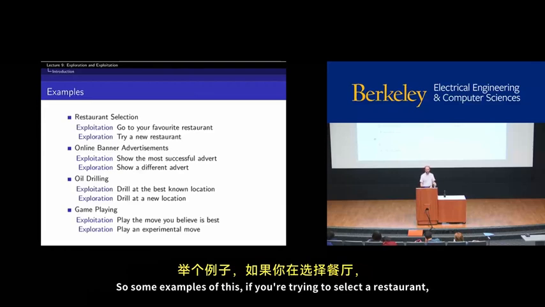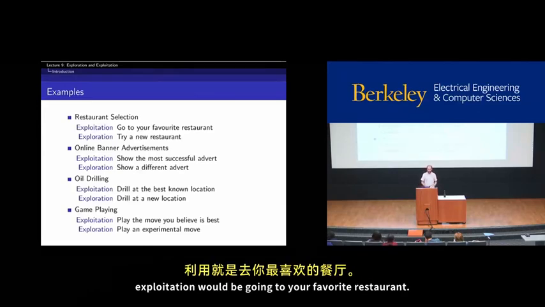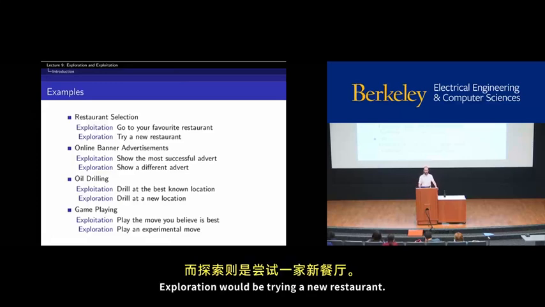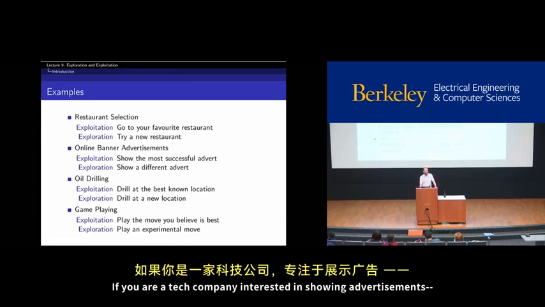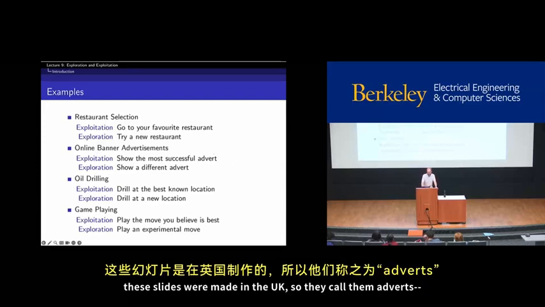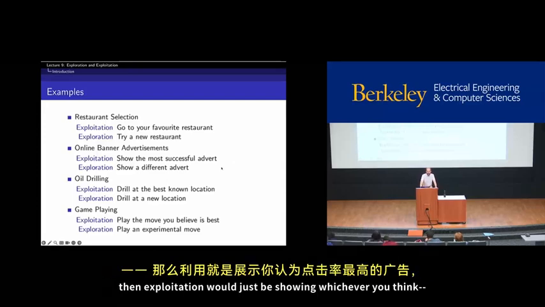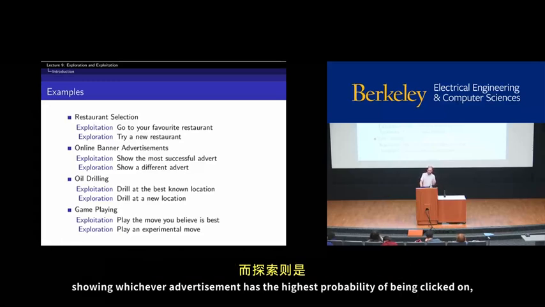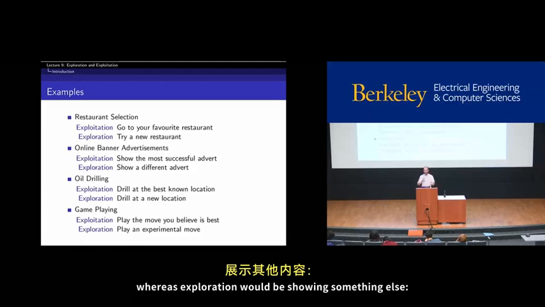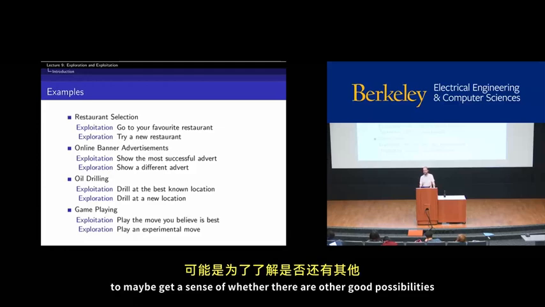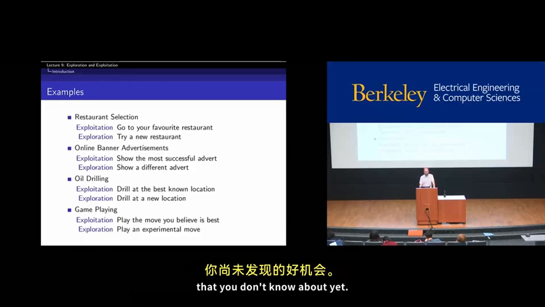So some examples of this: if you're trying to select a restaurant, exploitation would be going to your favorite restaurant, exploration would be trying a new restaurant. If you are a tech company interested in showing advertisements, these slides were made in the UK, so they call them adverts, then exploitation would just be showing whichever advertisement has the highest probability of being clicked on, whereas exploration would be showing something else to maybe get a sense of whether there are other good possibilities that you don't know about yet.